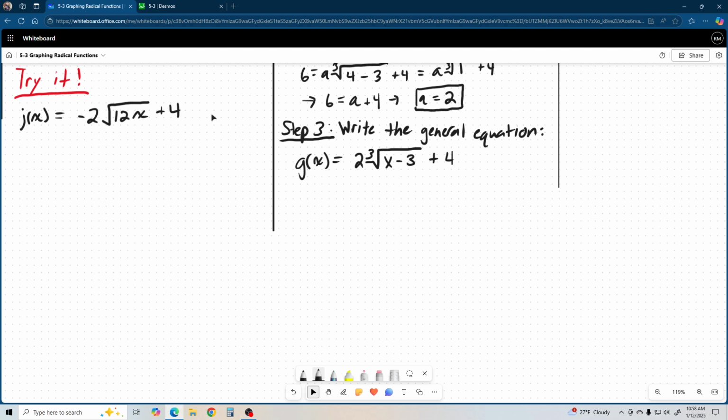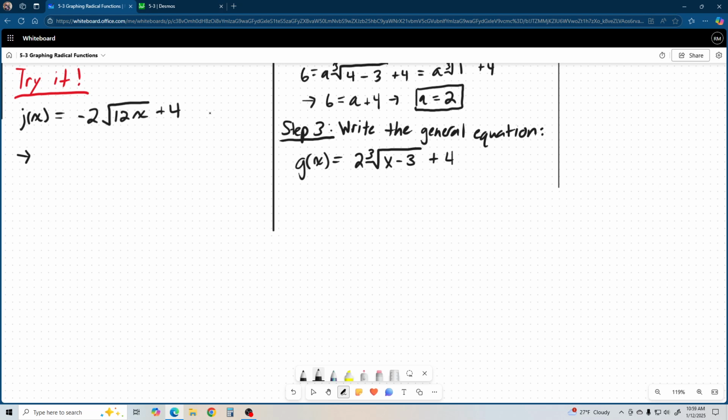So j of x equals negative 2 times the square root of 12x plus 4. All right, so let's take out what we can. Well, I see here that we have a square root of 12x. So we're just going to work with that for a second, okay? Let's ignore the other numbers. So 12, we have a square root, so we have to find a perfect square that goes into 12, right? My instinct is 4. That makes sense. So 4 times 3 is 12.